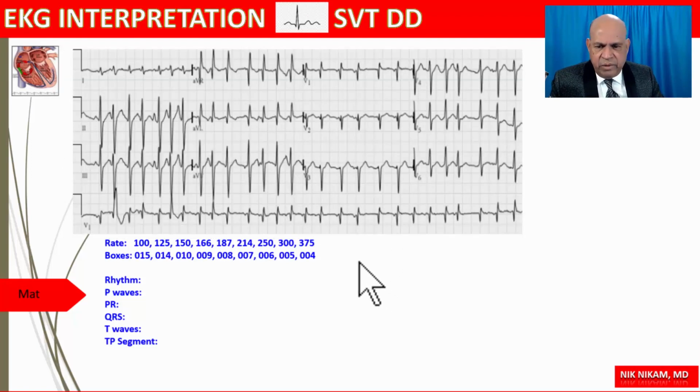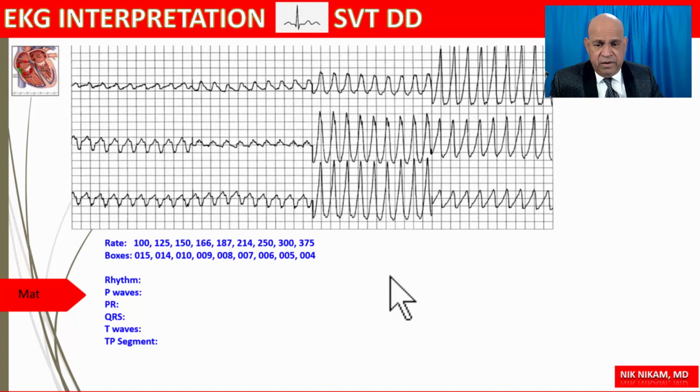Here is another example of irregular RR intervals, narrow QRS complexes, fairly rapid rate. So this is another example of atrial fibrillation with rapid ventricular response and non-specific ST-T changes in the lateral leads, and also poor R wave progression in the anteroseptal region. All right, now the rhythms are getting more and more complex.